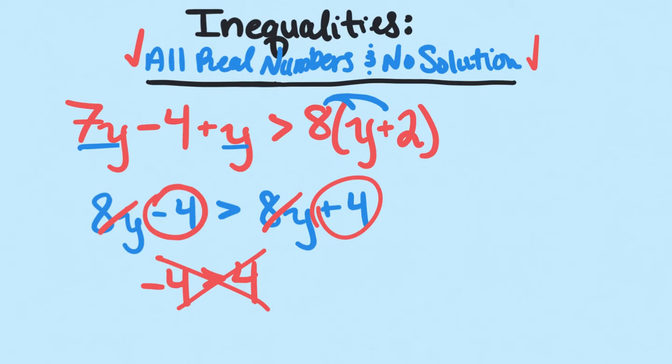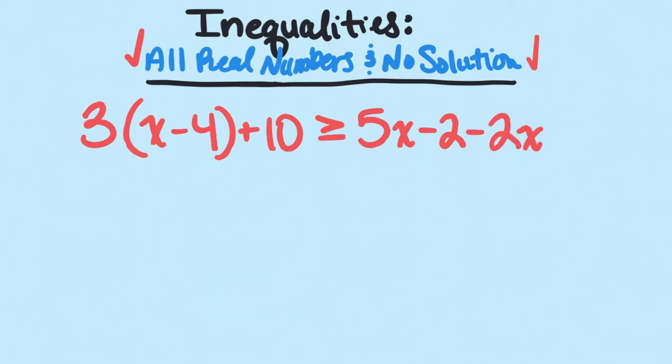So what that means for our inequality up here is that no matter what value you were to plug into your y all throughout the inequality, the left side will never be greater than the right side. No matter what you plug in for y, the right side will remain the greater value, even though the inequality says otherwise. So that's why no solution would work for this inequality right here.